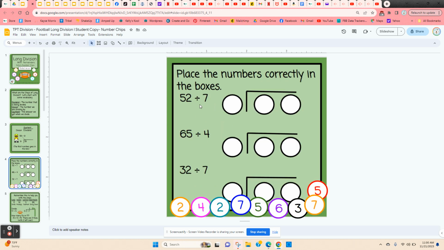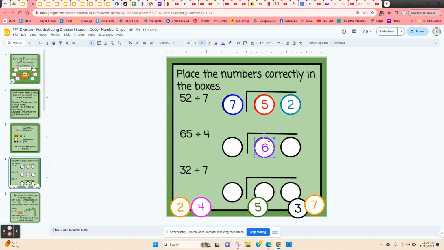And the first thing we're just going to have them practice is putting the number in the correct place. So 52 divided by 7. We click and hold on the edge of the 5, and then you can move it into place. And it's just practice putting these in the correct place, and also practice in moving these number chips.